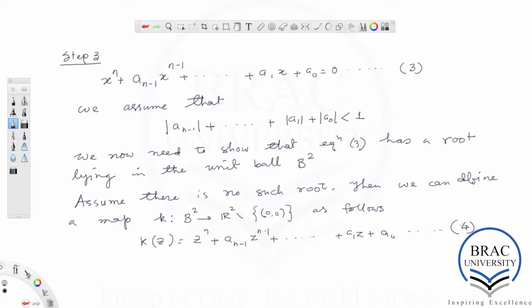See that this definition makes sense because according to the assumption, there is no root of this equation lying in the unit ball B2. Okay? So the right hand side of equation 4 is never 0. That is the reason the image of K is always in the punctured plane. Alright. Now, let H be the restriction of K to S1. That is, H is defined to be equal to the restriction of K to S1. Okay.